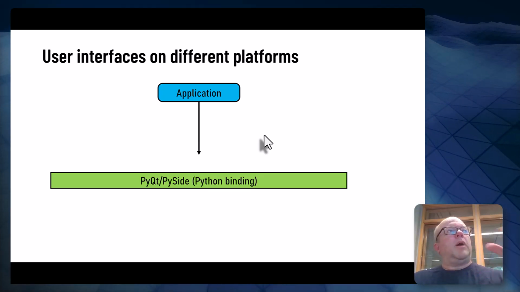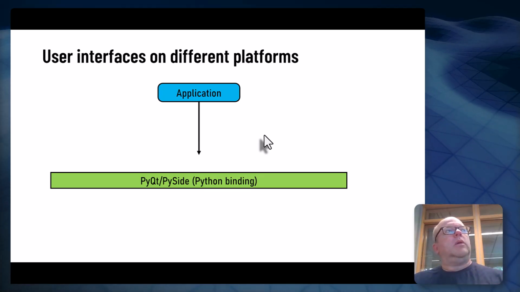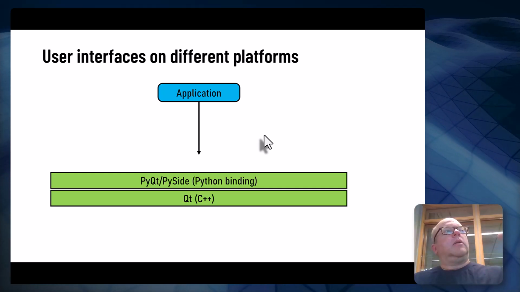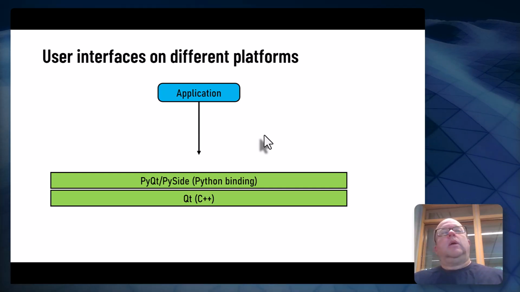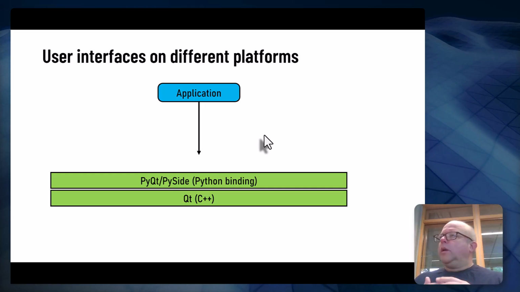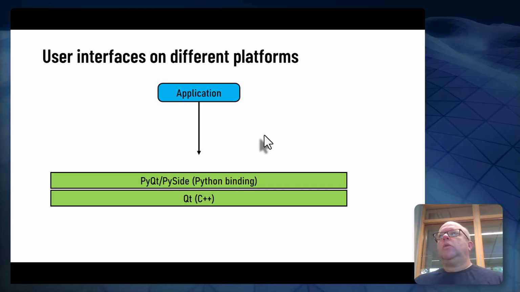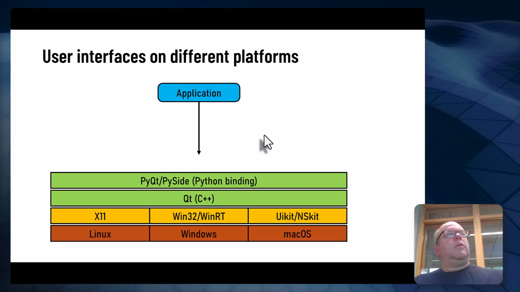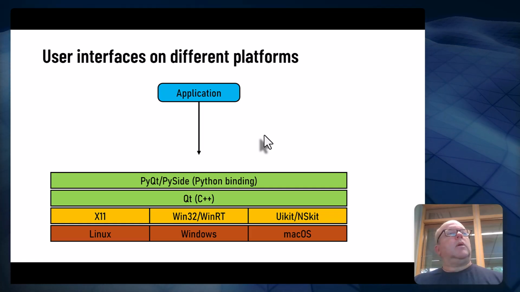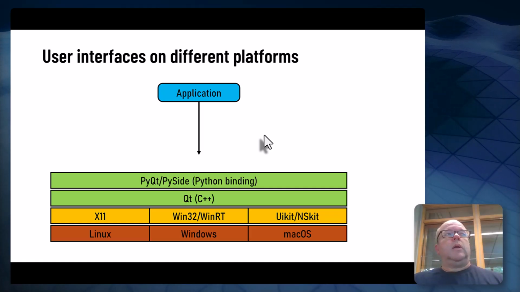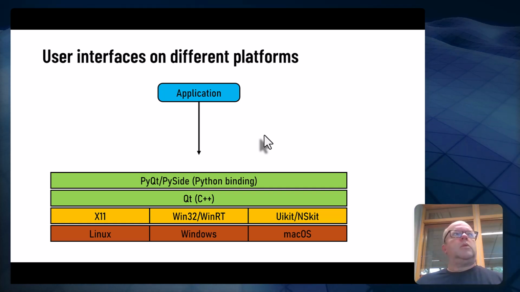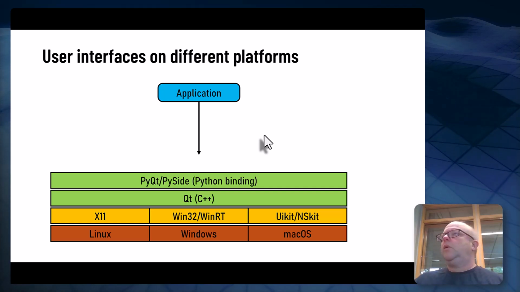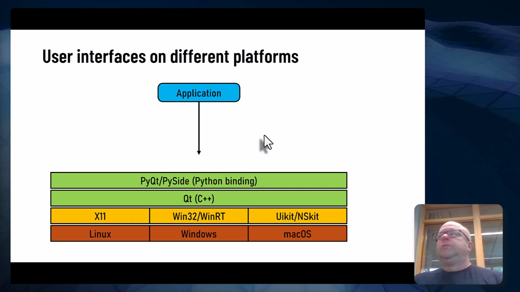In this case, we have a Python binding to something called Qt. And underneath, we have a C++ library called Qt. That library handles all the mechanisms you use to talk to the different platforms. So underneath you have all these libraries for the different operating systems, but you don't have to care about that. You write towards Qt, and Qt will handle the interface for each platform.